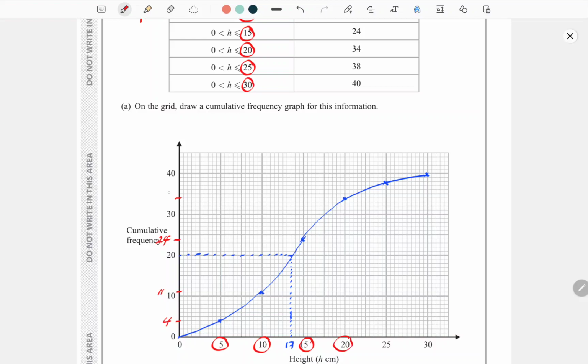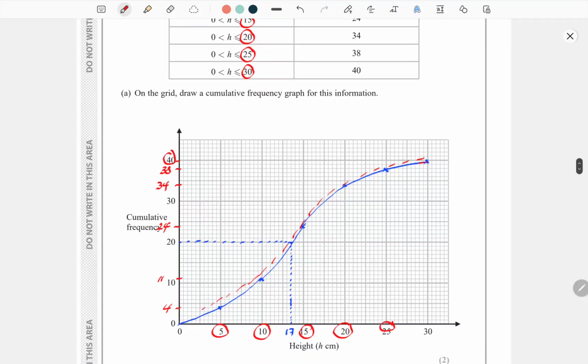Let me just do that. And 34 for 25, 38, just about there. And for 30, it's the end one. It should really have gone there. So 40, all right? So that's how you get the cumulative plot. And then you join the dots the best you can, okay? All the way along there, etc.